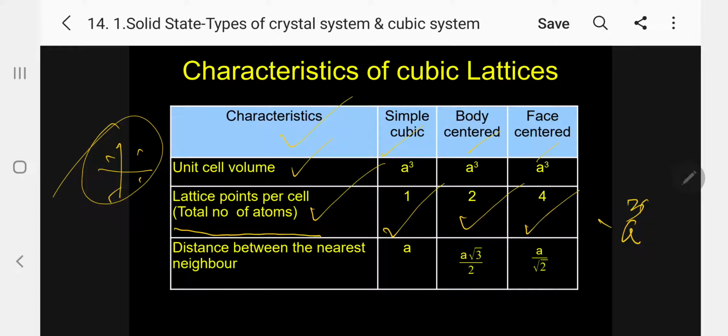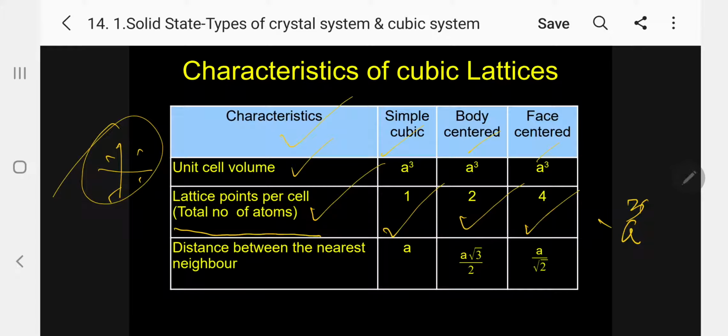Please memorize this. Normally the question will give a specific example, such as the total number of atoms present in sodium chloride. So you must know whether it is simple cubic, body centered or face centered. It is face centered, so you can immediately say 4. If it is body centered, you can immediately say 2. That's why I am asking you to memorize the examples. So 1, 2, 4.